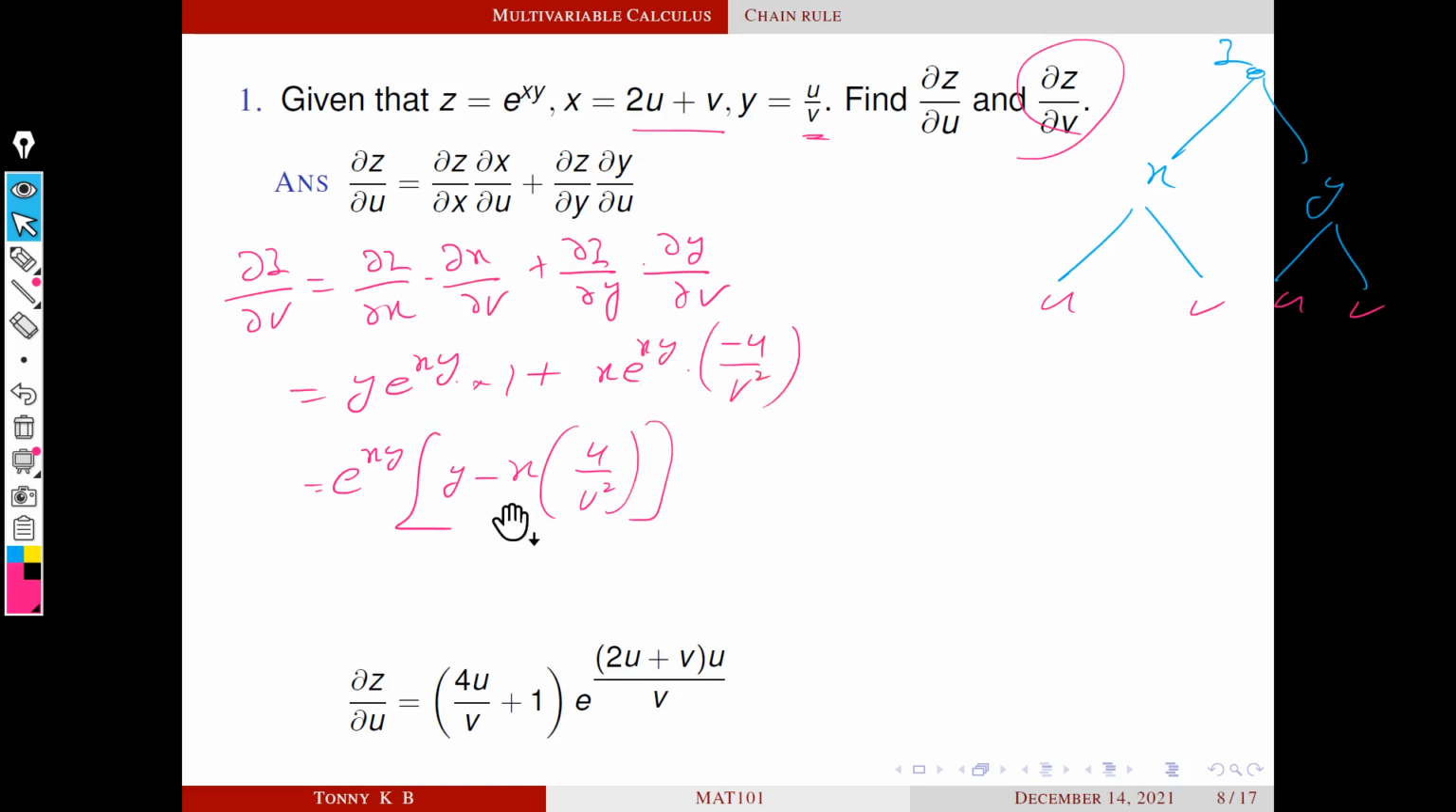And e raised to xy is common, you can take it outside. And similar to the previous case, next we have to replace all x and y in terms of u and v using this relation. Okay. So upon simplification, this becomes like this: minus 2u square by v square e raised to 2u plus v into v by u. Okay.